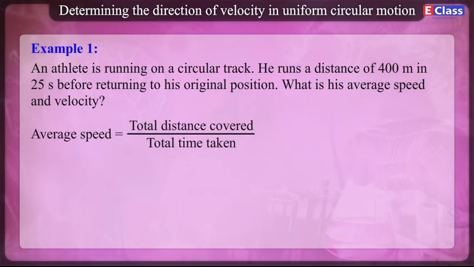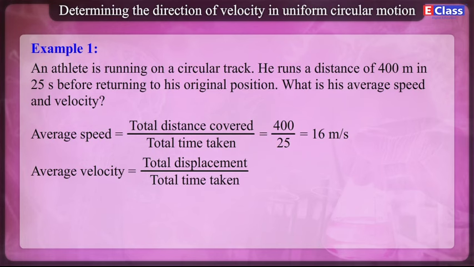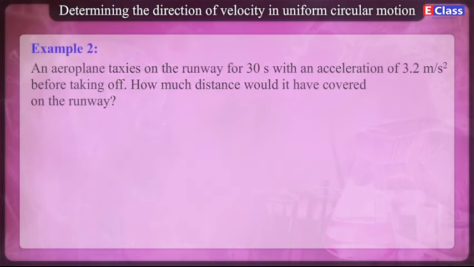Average speed is equal to total distance covered upon total time taken, which is equal to 400 upon 25, which is equal to 16 meters per second. Average velocity is equal to total displacement upon total time taken, which is equal to 0 upon 25, which is equal to 0 meters per second. Example 2. An aeroplane taxis on the runway for 30 seconds with an acceleration of 3.2 meter per second square before taking off. How much distance would it have covered on the runway?